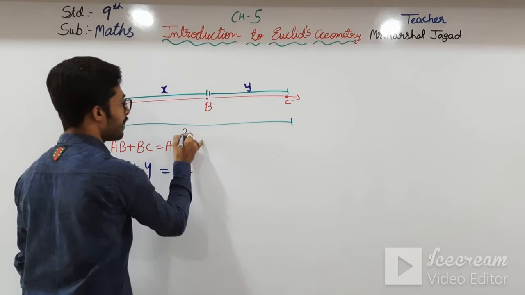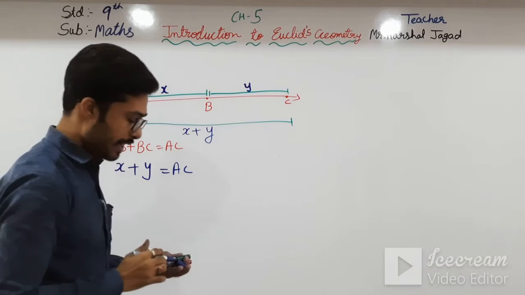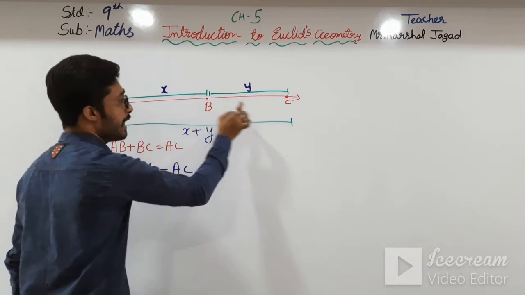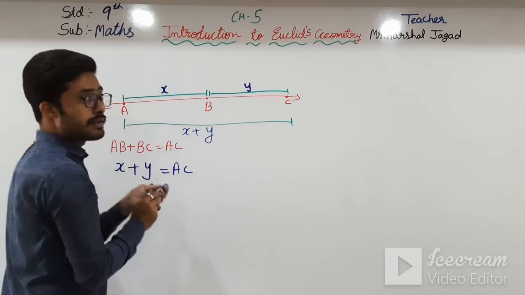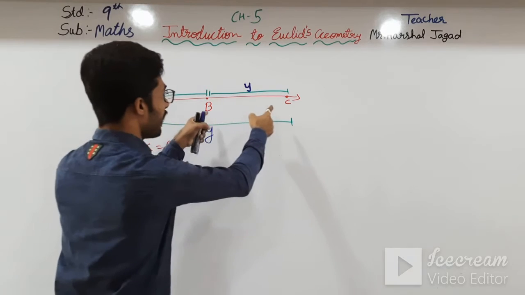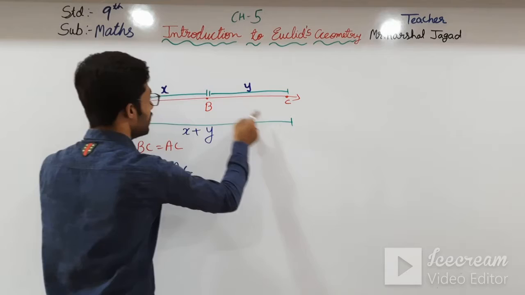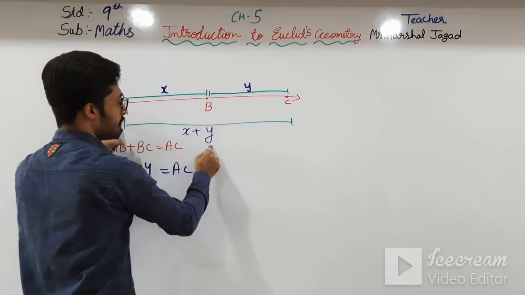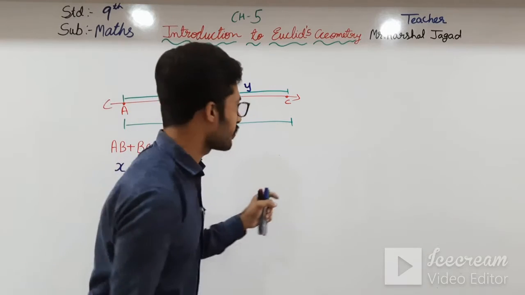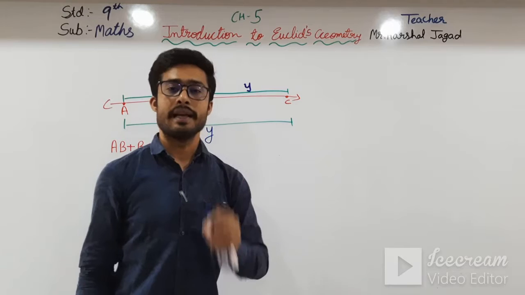So here I can write X plus Y. Why do I have to write that? Because A, B and C, the distance, these 2 parts, means AB is included and BC is also included in the line AC. So X plus Y. So here we can write LHS is equal to RHS. So AB plus BC is equal to AC.